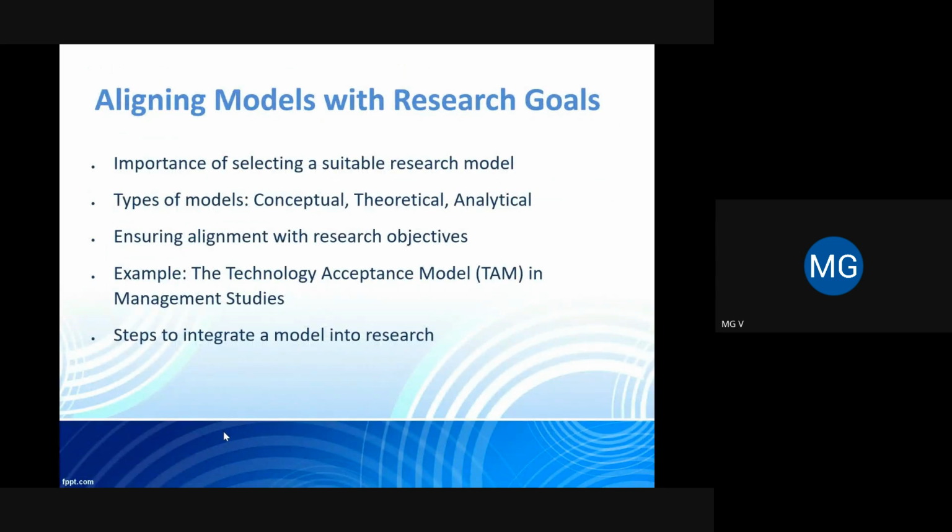Now, aligning models with research goals. Selecting an appropriate research model is crucial in ensuring the study's credibility and applicability. A research model provides structure, allowing the researcher to explore relationships between variables systematically. Conceptual models explain abstract ideas. Theoretical models are based on established theories, and analytical models rely on quantitative assessments. For example, the TAM. Do you know what is the full form of TAM?